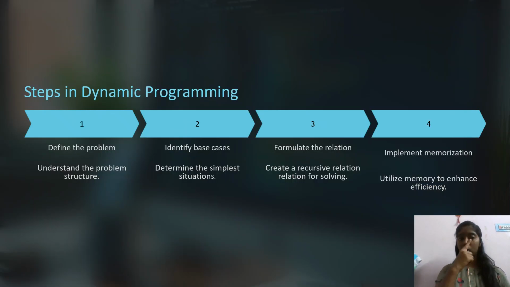The steps in dynamic programming which need to be followed in problem solving: step one, defining the problem. We need to understand the problem structure, how it is given, to solve the respective problem. The second step is identifying base cases. It is mandatory to check the base cases. Here it is used to determine the simplest situations. The third step is to formulate the relation, creating the recursive relation for solving.